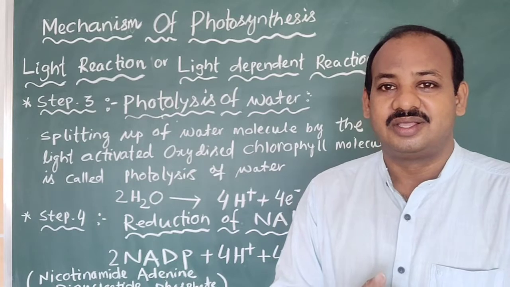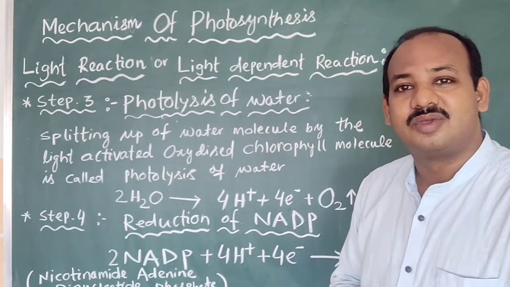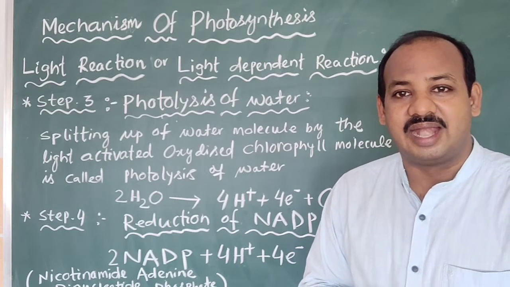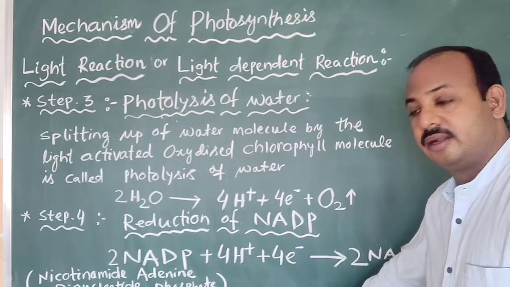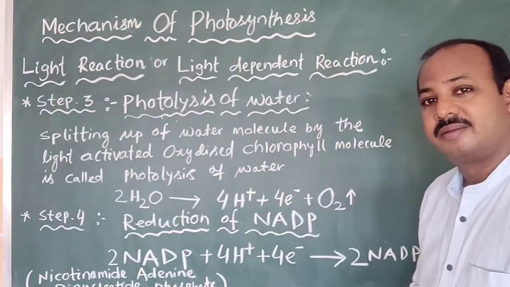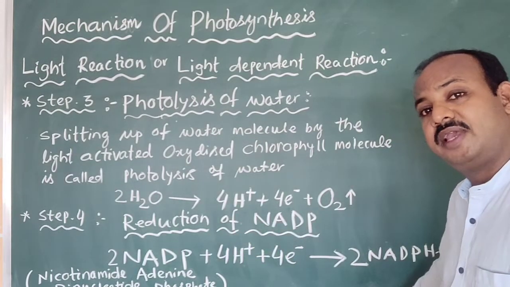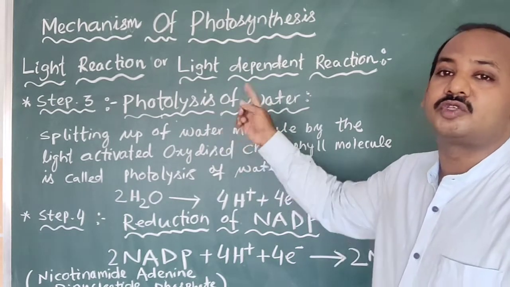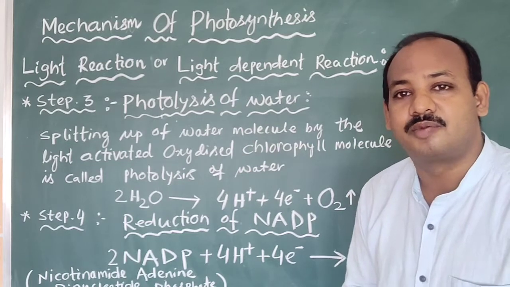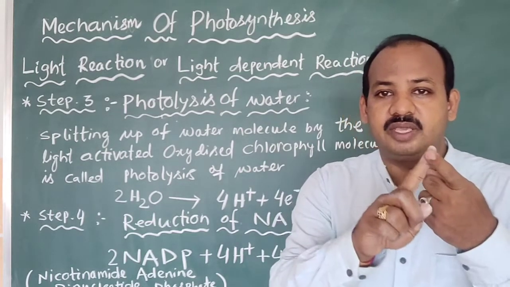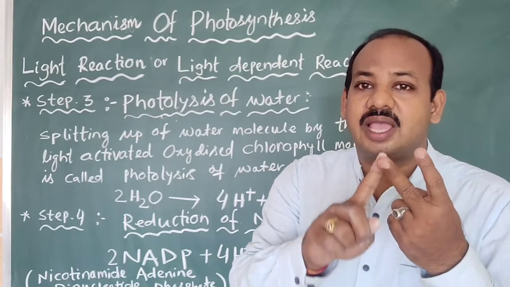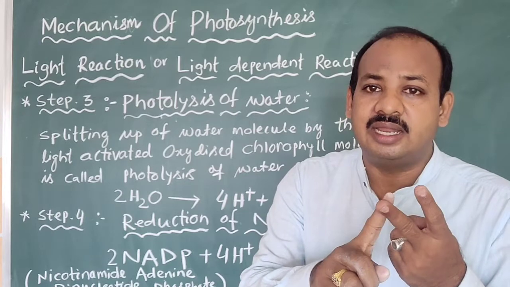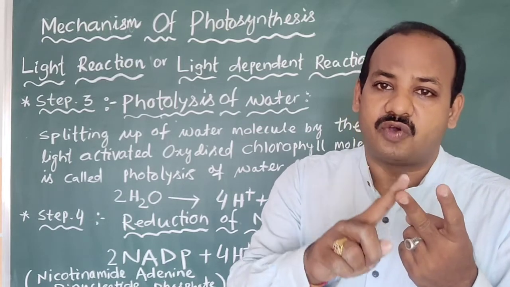You will see. During photolysis of water, we have seen oxygen gas is released. Yes or no? And during reduction of NADP, you have seen NADPH2 is produced. And during photophosphorylation, ATPs are produced. So ATP and NADPH2. NADPH2 means nicotinamide adenine dinucleotide phosphate.